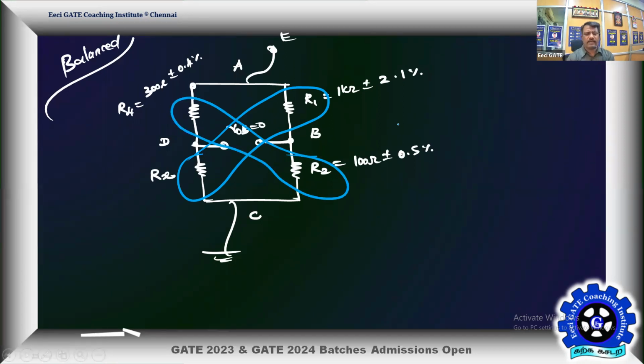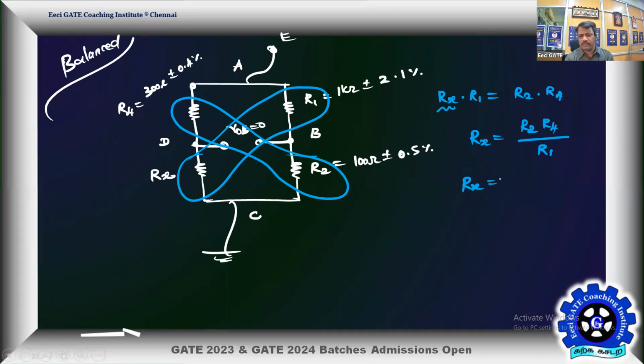So I can write the balance equation as Rx into R1 is equal to R2 into R4. I'm using the nominal values of known R1, R2, R4 to get the nominal value of Rx. So the nominal value of the unknown is R2 times R4 divided by R1. I'll find the nominal value.